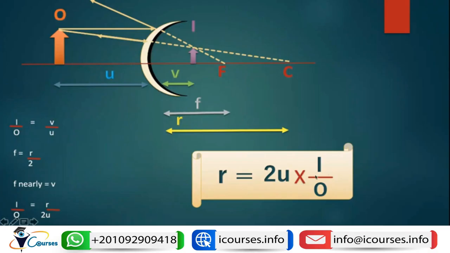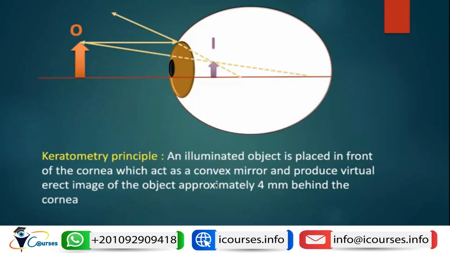So in order to know the radius of curvature, we have two variables, the image size and the object size. In order to know the radius of curvature of the cornea, we need to fixate one of them and adjust the other. So we can just fixate the image size and adjust the object size to know the radius of curvature. Or we can fixate the object size and adjust the image size in order to know the radius of curvature. And this is the principle of different keratometers and how they work.